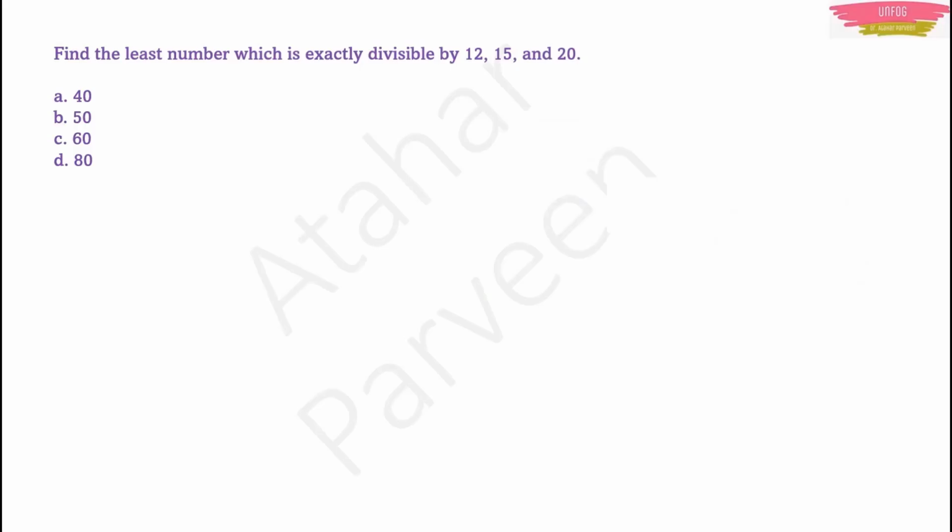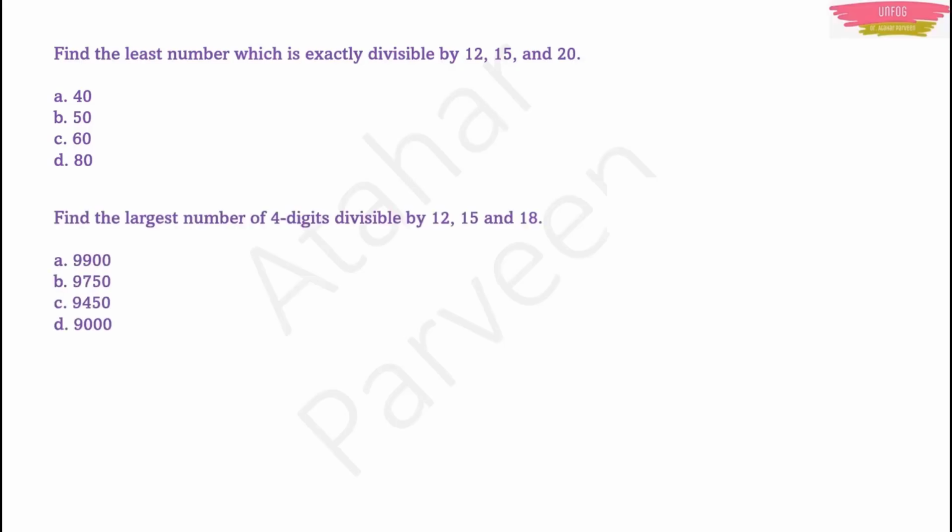Next, this type of a question also may be asked. Find the least number which is exactly divisible by 12, 15 and 20. Whenever you get this word least, LCM should come to your mind. Least number means they are talking about LCM. I want you all to calculate LCM for 12, 15 and 20 and let me know the right answer in the comment section. The right answer will be among these 4 options. Okay. So I am waiting for your comments. I will not solve this sum here. I will move on.